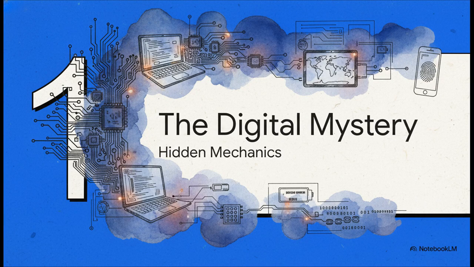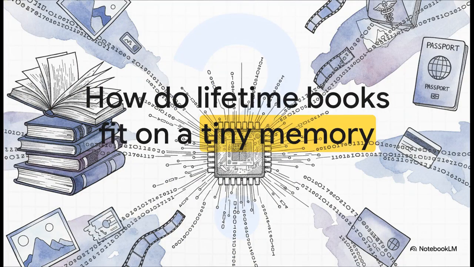All right, part one, the digital mystery. You know, we use these incredibly complex devices every single day. Laptops, tablets, our smartphones, but most of the time, we don't truly understand what goes on under the hood. We just tap a screen, and boom, a whole world appears. The actual mechanics remain totally hidden from us. Which leads us to this really fascinating question. How do all the books you could ever read in an entire lifetime fit onto a single tiny memory chip?